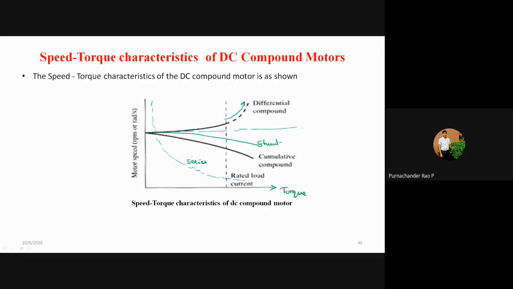If anyone has any doubts regarding the characteristics of motors, you can ask me now. Does anyone have any doubt? No, sir. Okay, now shall I go for the applications?